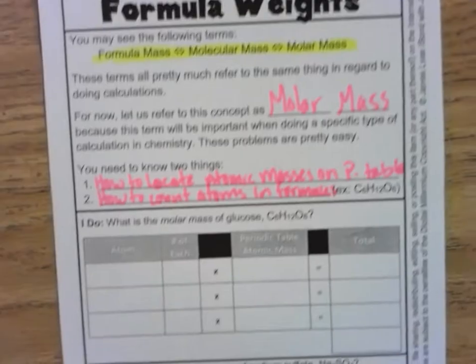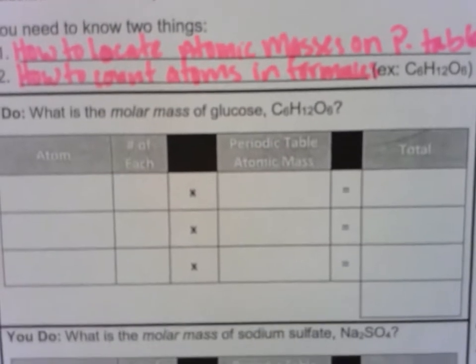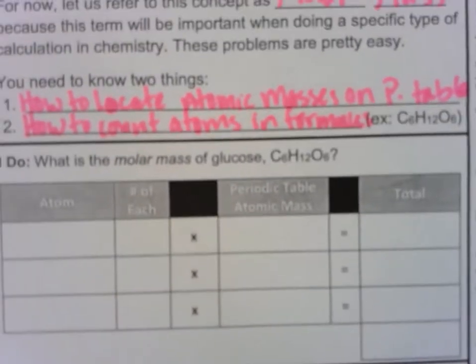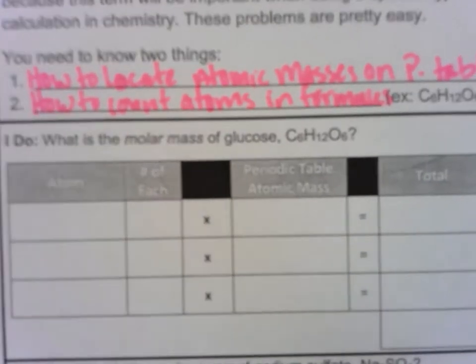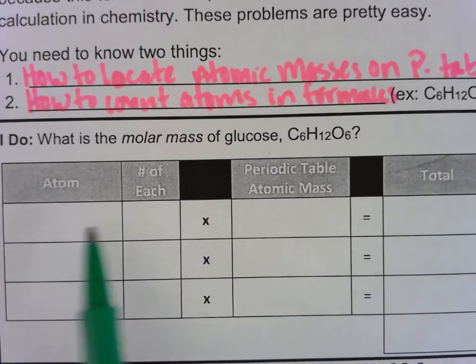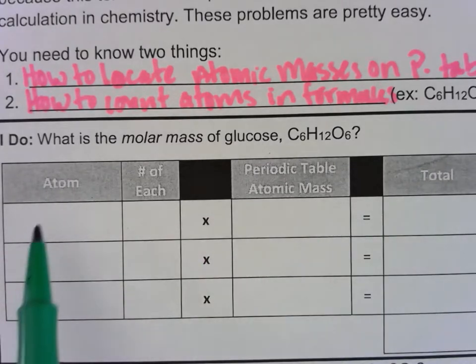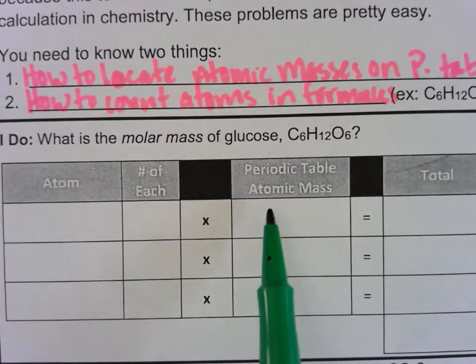The middle of this and the bottom have examples. I'll zoom in on this particular example. If I do it, you do it. I'm going to find a smaller pen. Alright, it says, what is the molar mass of glucose? And they gave me a formula for that, so I will thank them. I have these particular columns that tell me what to do. We got atoms first, the number of each times the periodic table atomic mass equals a total number.